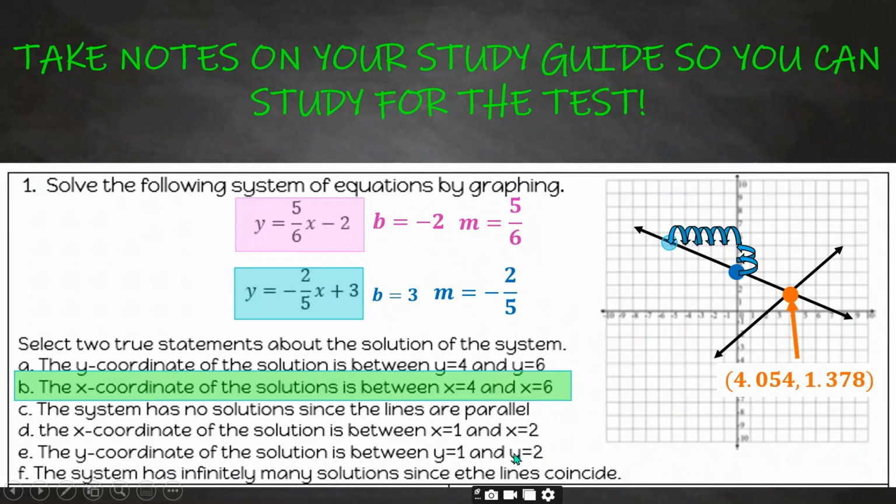Now, you'll go ahead and notice that the y value is actually between 1 and 2, and so my other correct answer is the y-coordinate of the solution is between y is equal to 1 and y is equal to 2. They definitely have a solution. They are not parallel lines, and they are definitely not the same line, so they're not infinite either.